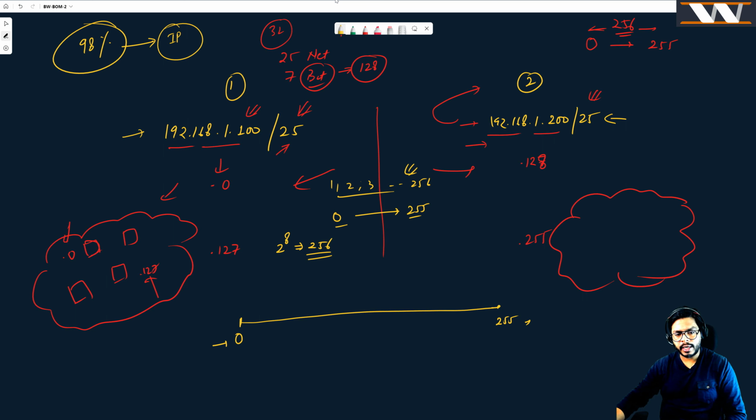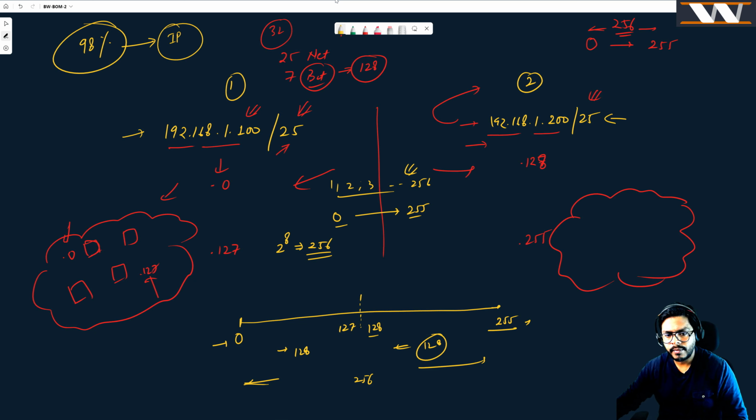So how many numbers from here to here? 256. If I divide it, where should the division point be? The division point is 0 to 127, which is going to be your 128. And from 128 to 255, it is going to give you 128. Simple? Perfect.